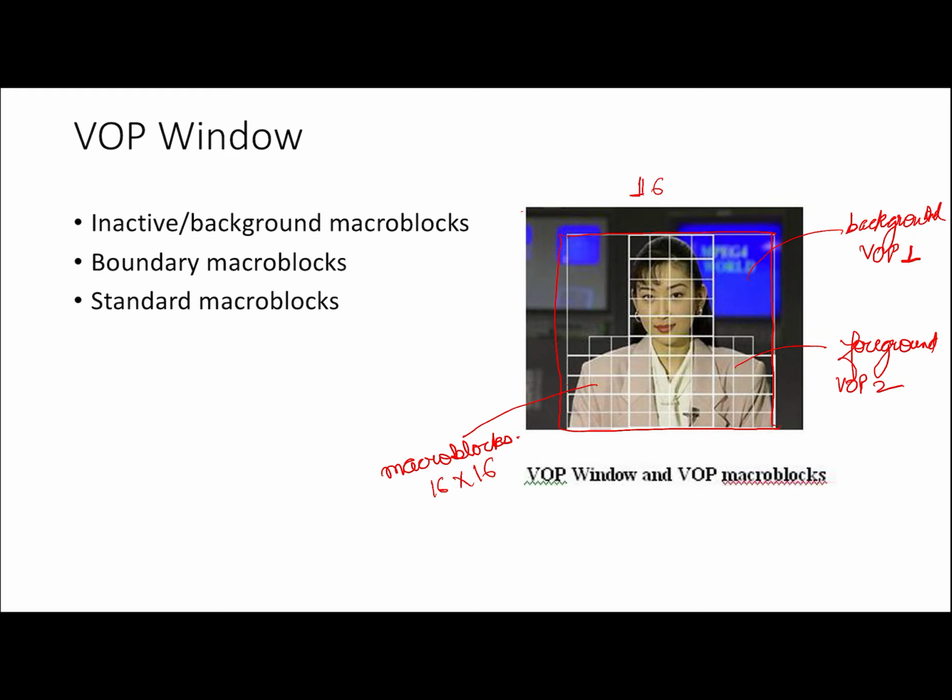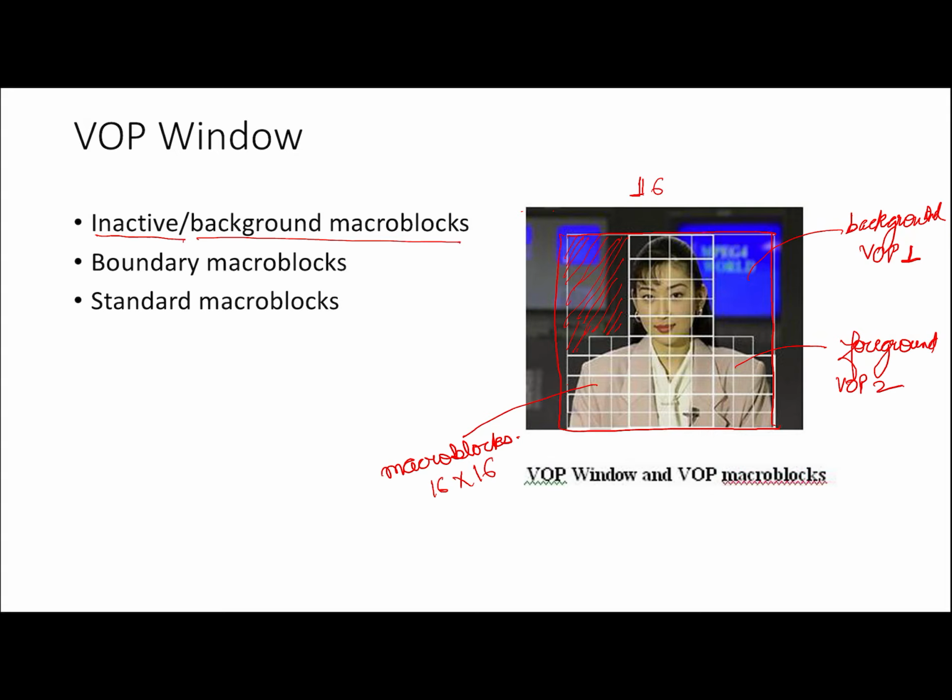And this VOP image window is composed of macro blocks, as we have discussed, macro blocks of size 16 cross 16 pixels, and these macro blocks are of three types. The macro blocks which do not belong to the VOP at all. So these are the macro blocks which do not belong to the VOP. These are inactive or background VOP and are not coded in the video object layer.